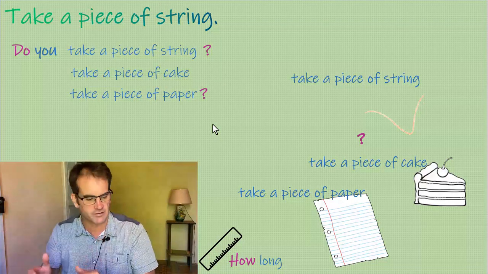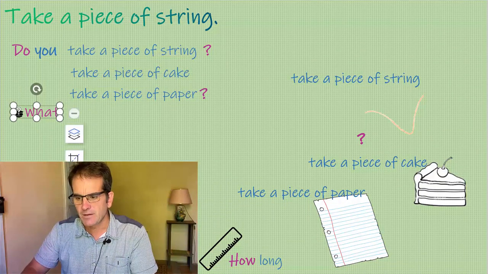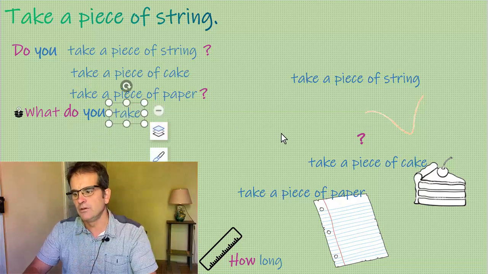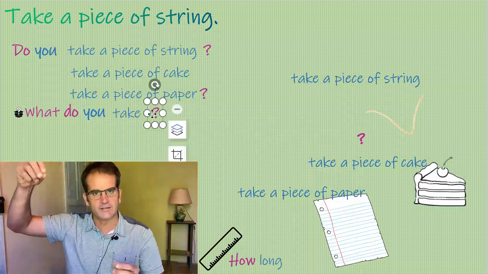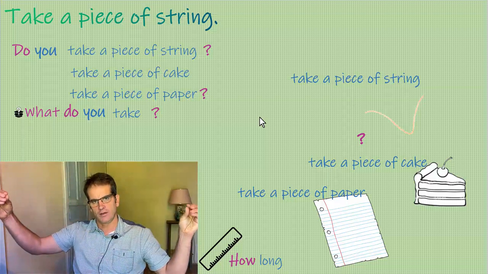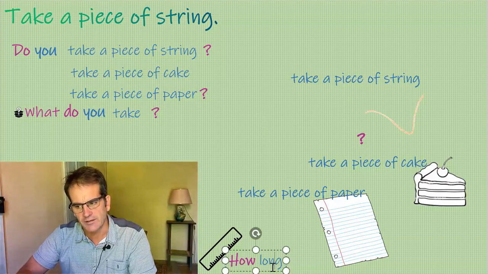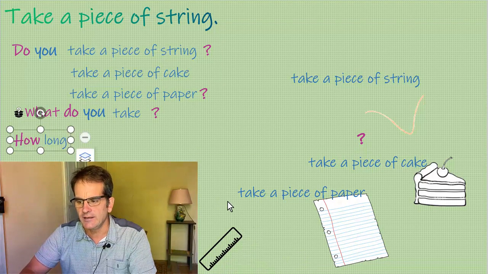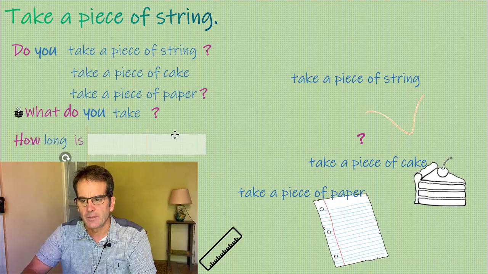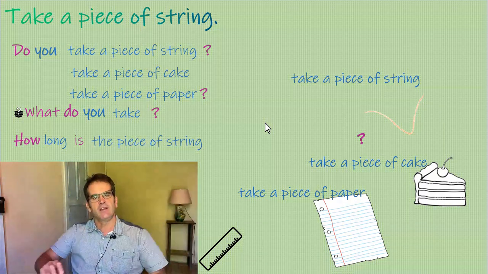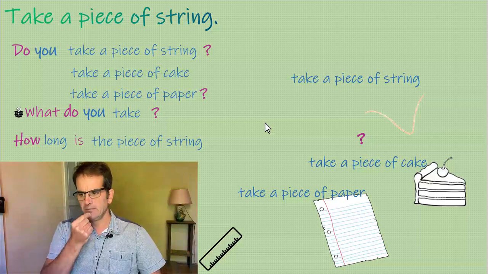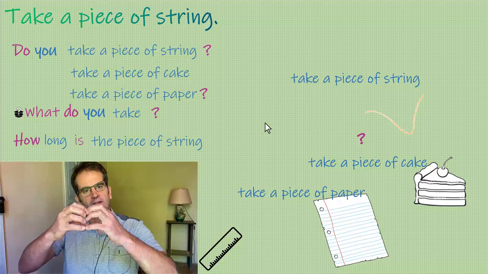So, what do you take? You take a piece of string. How long is the piece of string? Well, the stick is 2 meters. The piece of string is 1 meter. So the piece of string is 1 meter long, and the stick is 2 meters long.